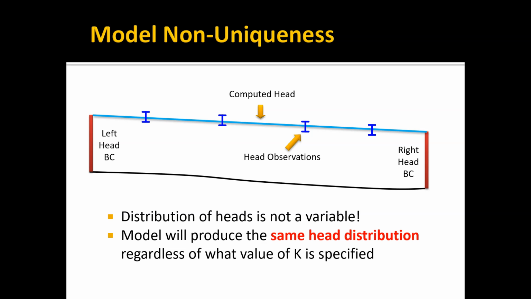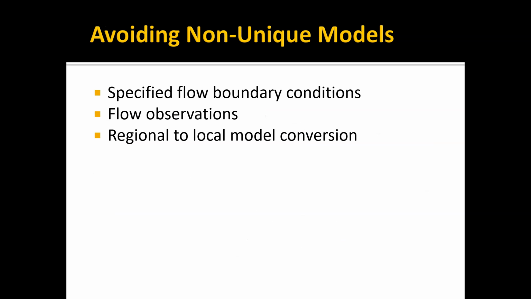And if you think back to our discussion on calibration, you say, well, the problem here is you don't have a flow observation. And that is true. But it's partly because this is what we often refer to in the modeling world as an over-constrained model. Because of the boundary conditions, it's constrained to one solution, and that's it. So how do we avoid an over-constrained model, a non-unique model based on the boundary conditions?